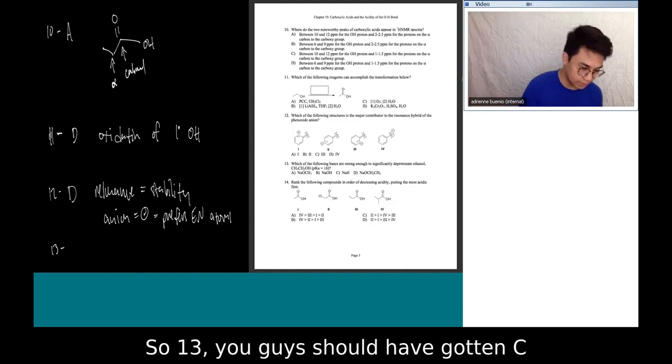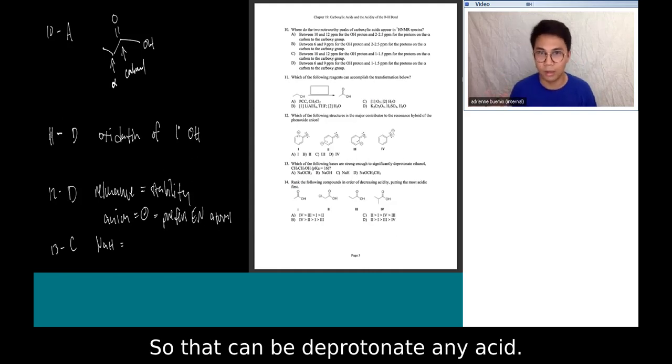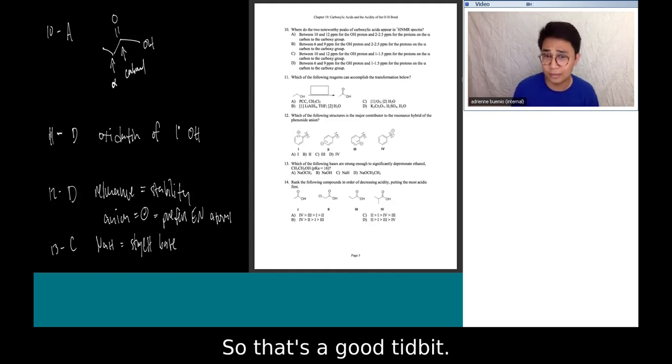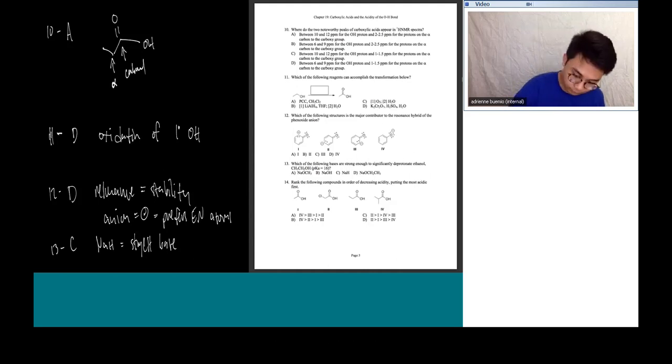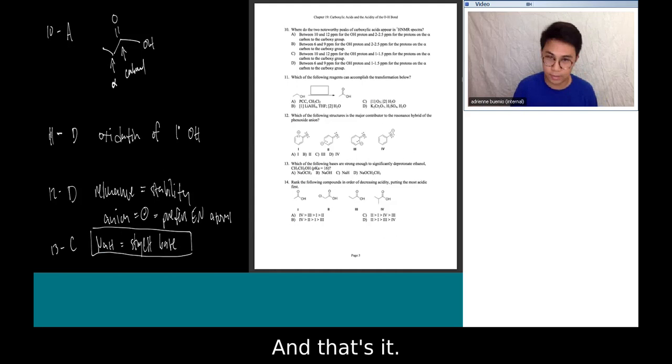So 13, you guys should have gotten C because NaH is the strongest base you'll see. So that can deprotonate any acid. So strongest base. So that's a good tidbit, right? Strongest base that you'll mostly see, and that's it.